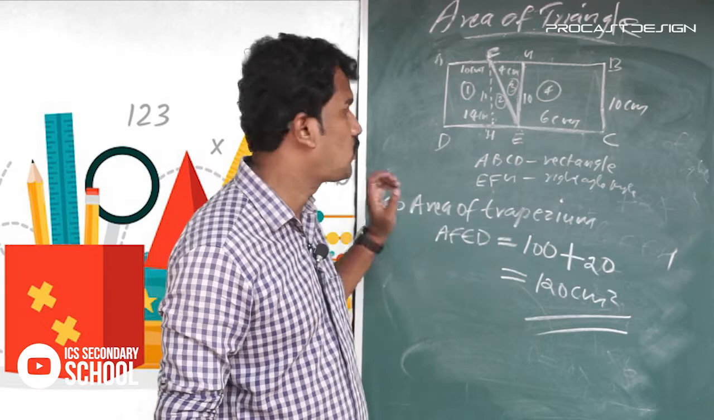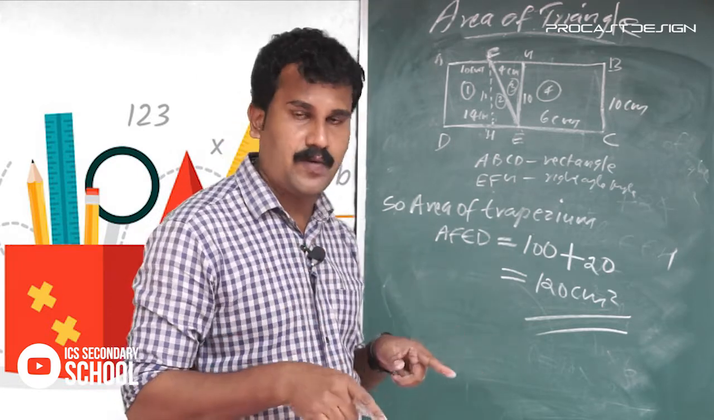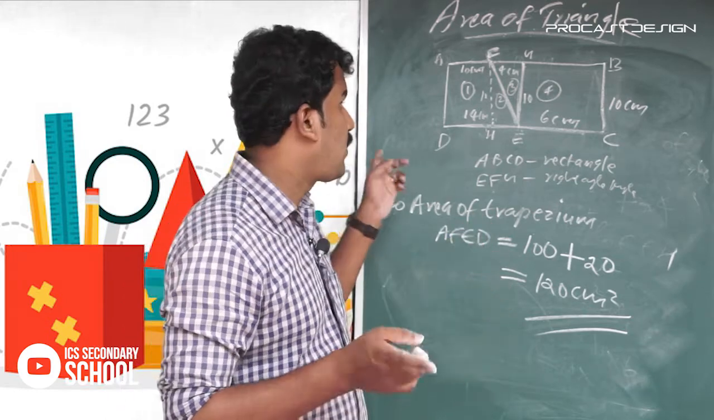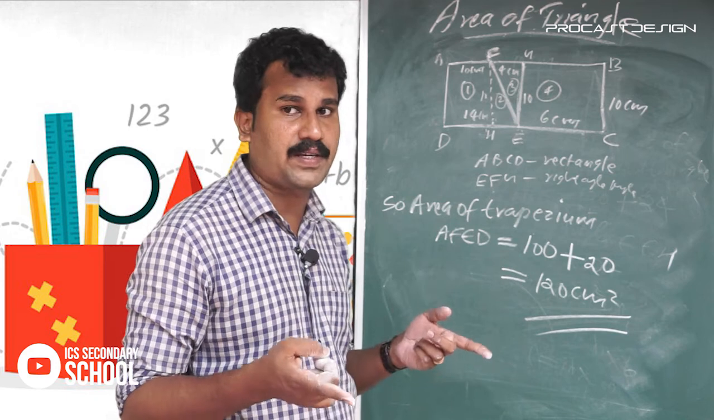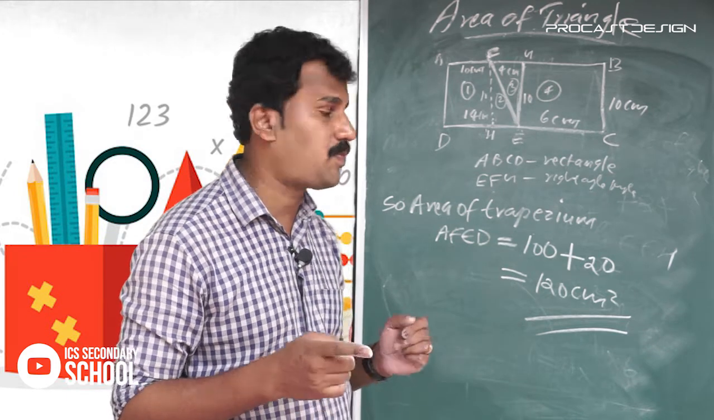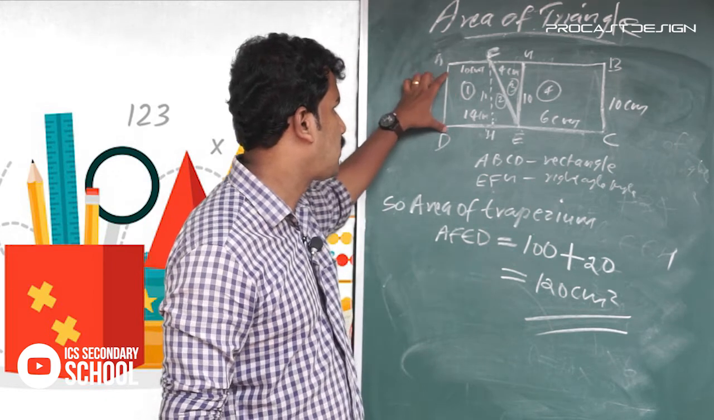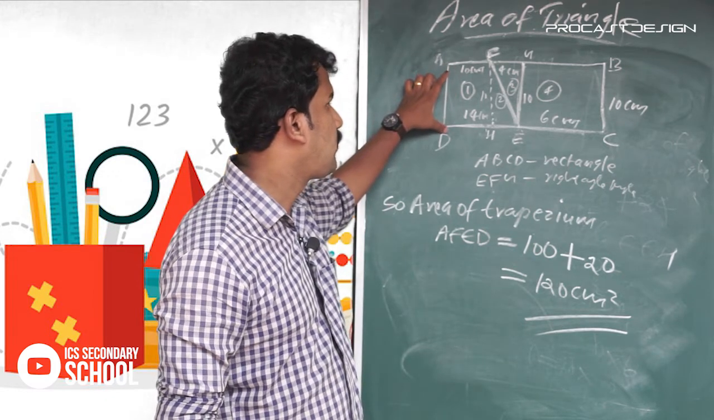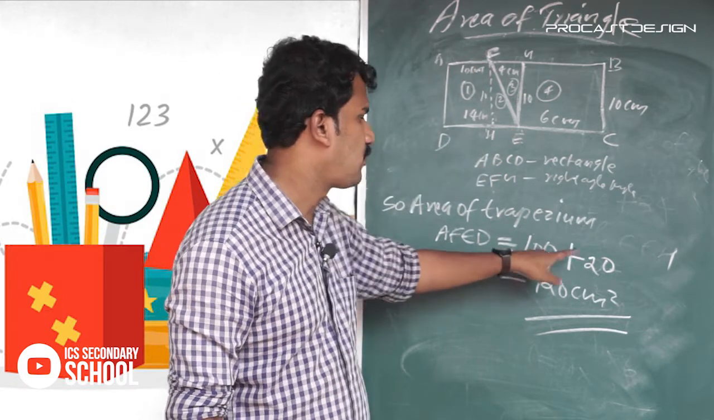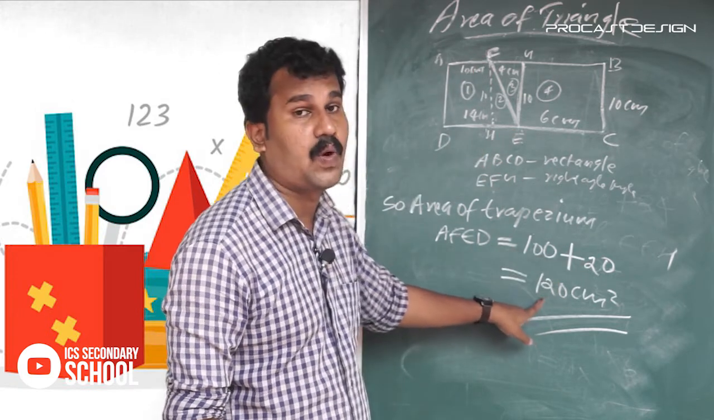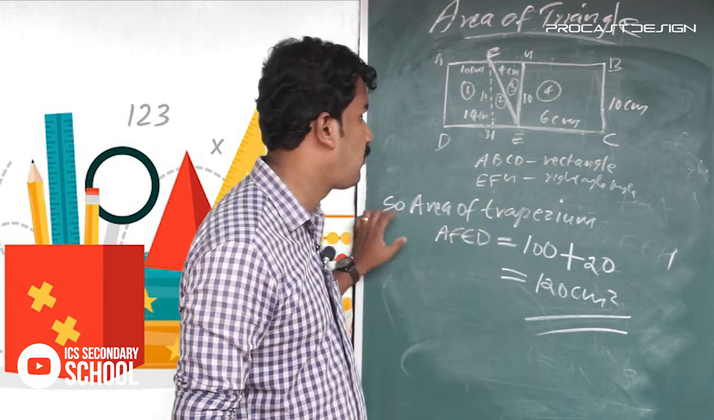Got it? So area of trapezium equals area of rectangle plus area of right angle triangle. So area of trapezium AFED equals area of rectangle ADHF and area of right angle triangle EFH, that is 100 plus 20, that is equal to 120 centimeter square.